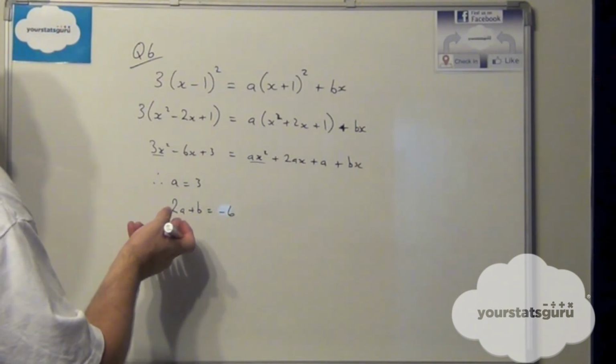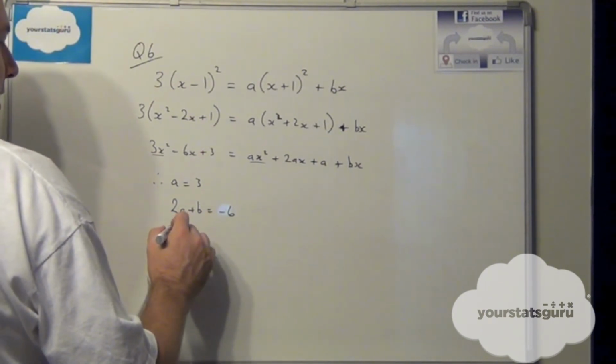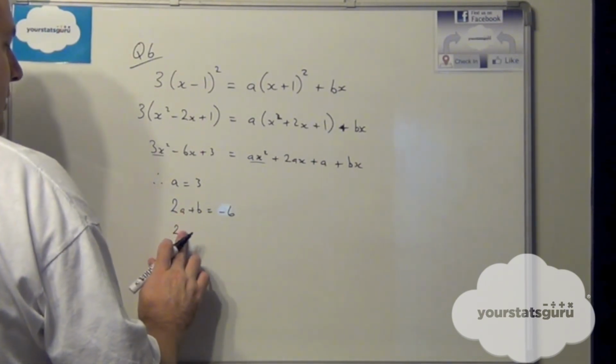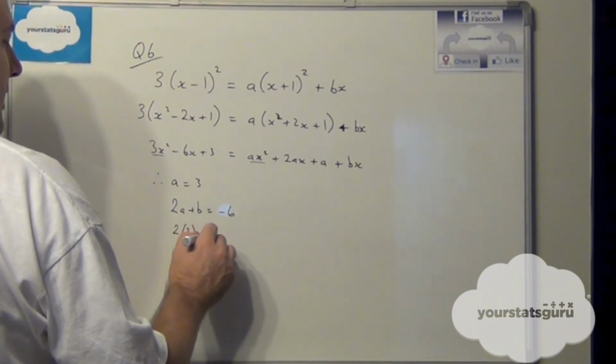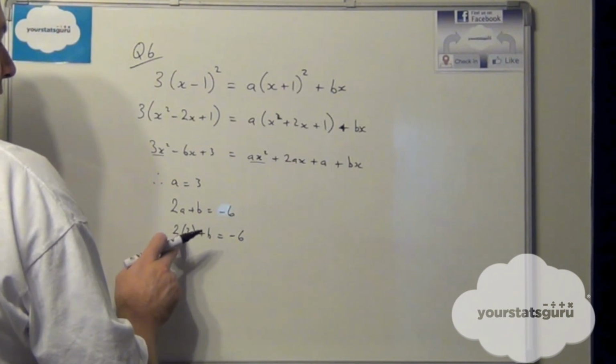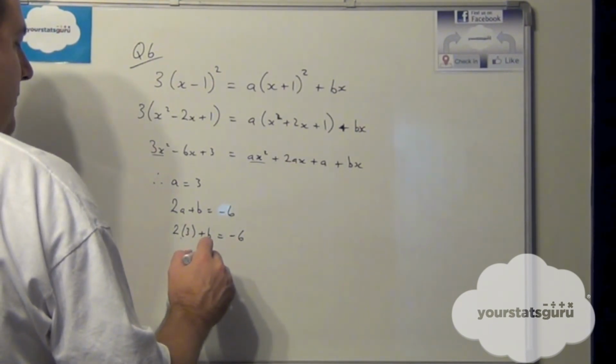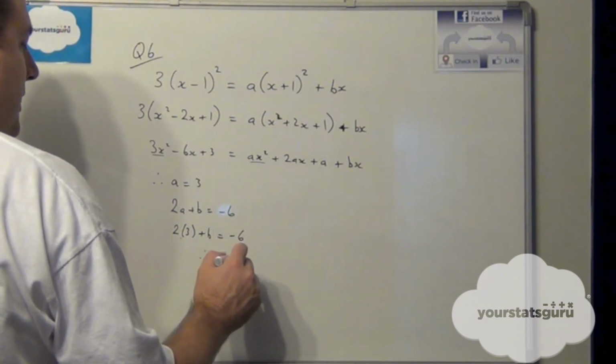But I already know that a is equal to 3. So this tells me that 2 times 3 plus b is equal to -6. So this will be 6, bring that to the other side makes that -12, so therefore b equals -12.